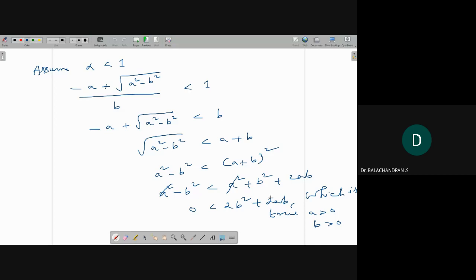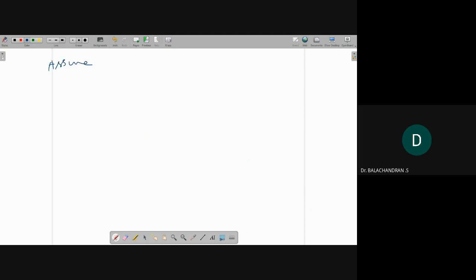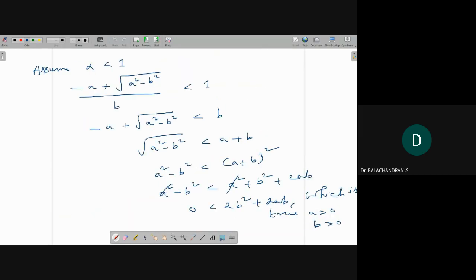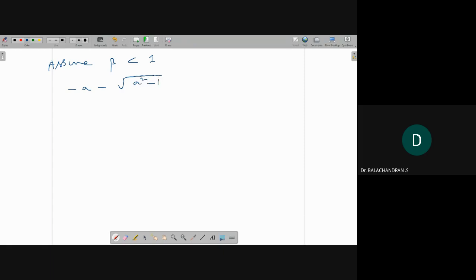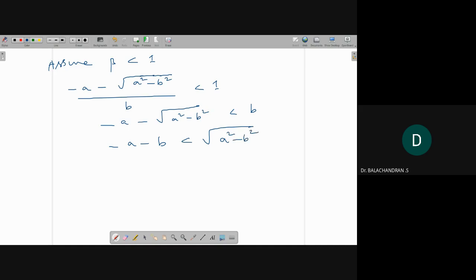This is greater than 0. Now assume beta is less than 1. What is beta? Beta is minus a minus root of a square minus b square by b, which is less than 1. So minus a minus root of a square minus b square, which is less than b. Now minus a minus b, which is less than root of a square minus b square, or minus of a plus b less than root of a square minus b square.